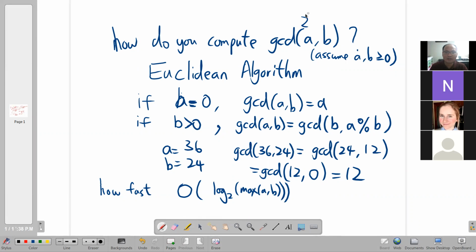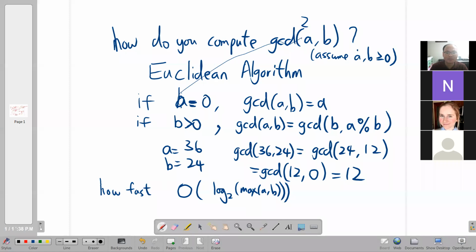So for example, a billion is about 2 to the 30. So if A and B are up to 2 to the 30, then this would take about 30 steps. Okay, so that's what you can do, use the Euclidean algorithm.